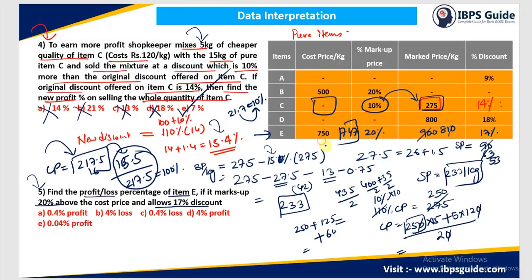So our CP is 750, SP is 747. So loss will be what? 3 rupees, and with respect to 750 multiplied by 100%. Okay. Now 3 multiplied by this will be 250. So I will cancel this 25 four times. So 4 by 10% loss, right? Or I can say 0.4% loss. That is option C will be my answer.